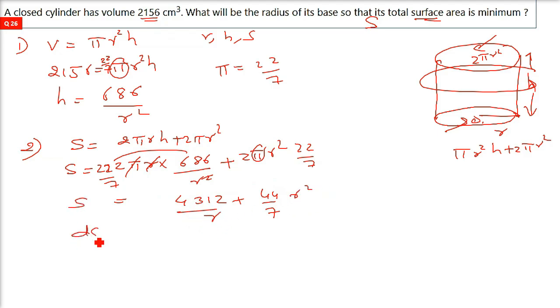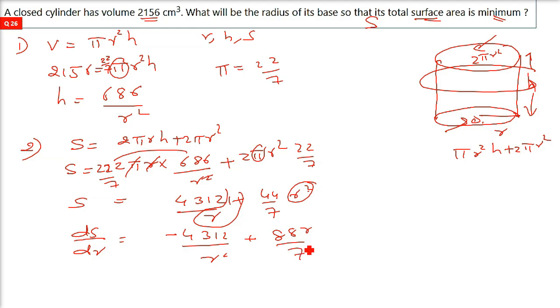Now next thing is dS by dr. Differentiation we have to do, because minimum and maximum can only be found like that. So it will be minus 4312 by r square, since the differentiation of 1 by r is negative 1 by r square. And r square will become 2r, so it will be twice r into 44 by 7. Next thing is dS by dr equals 0. You have to differentiate and then equate it to 0. Once you equate it to 0, r will come as 7 cm, because the question is quite clear and evident.